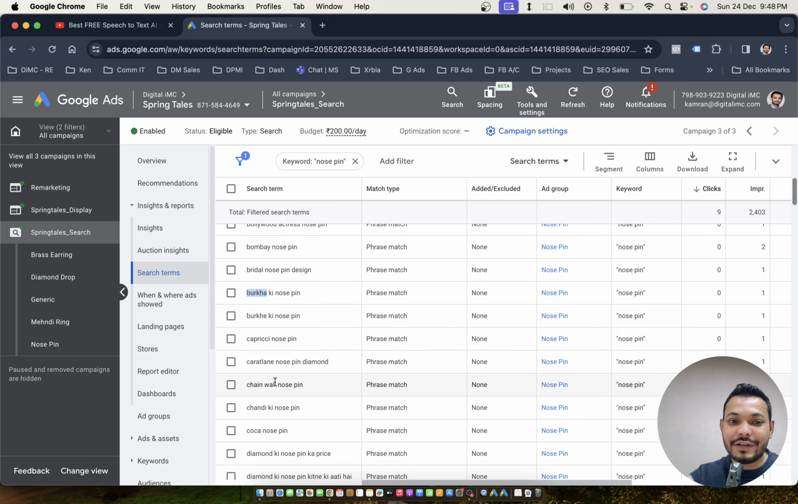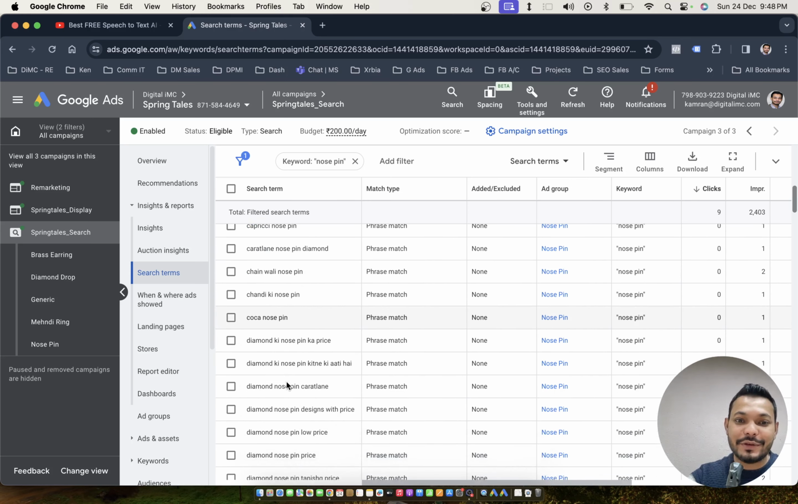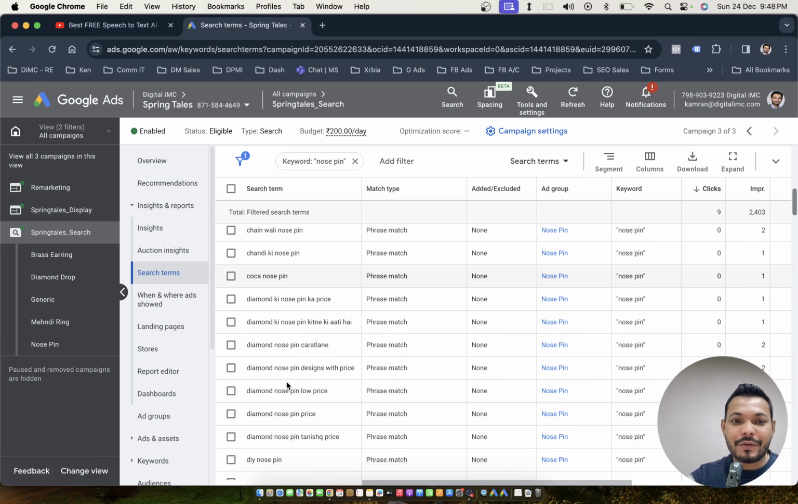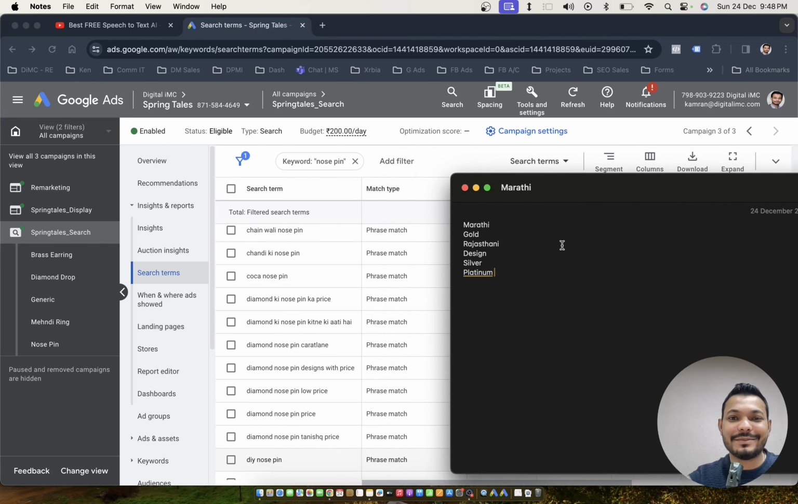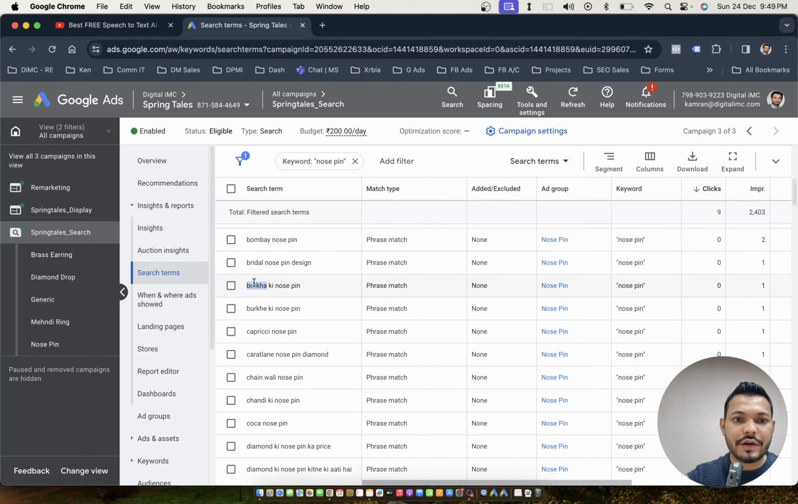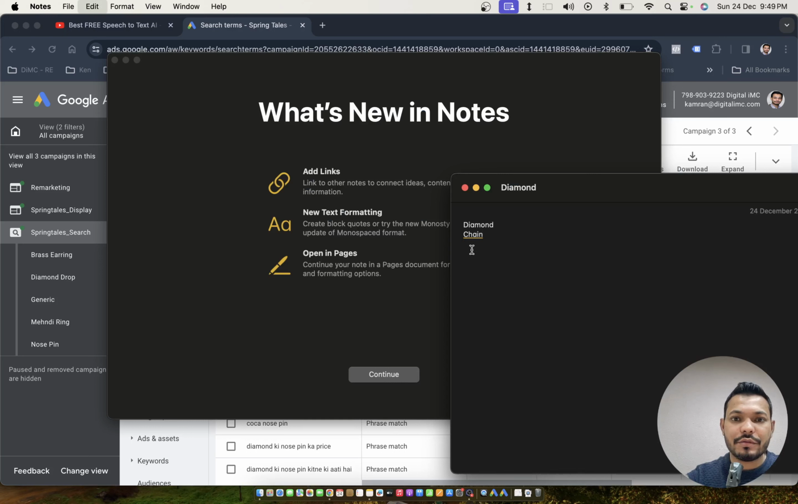In fact, chain wali nose pin, coca nose pin, diamond ki nose pin. Now you can see how many searches we are getting from people who are looking for diamond ki nose pin. So what shall we be doing? We shall be opening up the keyword list, and then we should be adding all these terms as negatives. We shall be adding terms like diamond in negative, then things like chain in negative, burqa in negative, and bridal in negative.